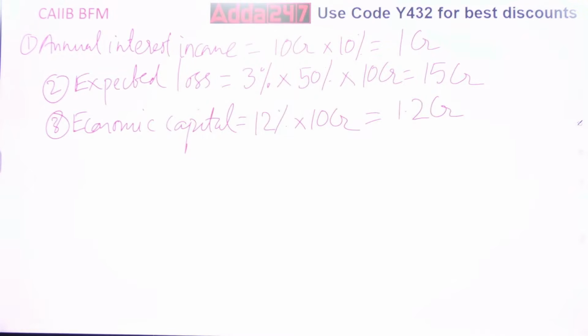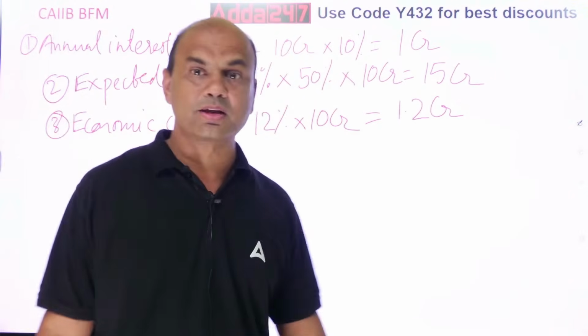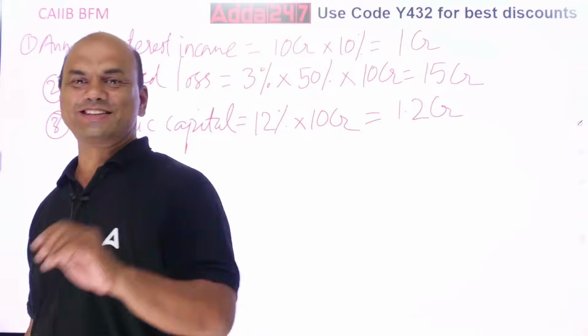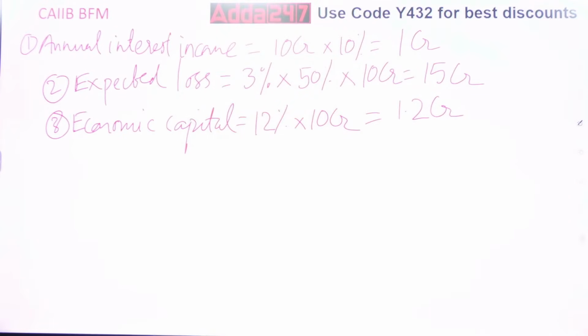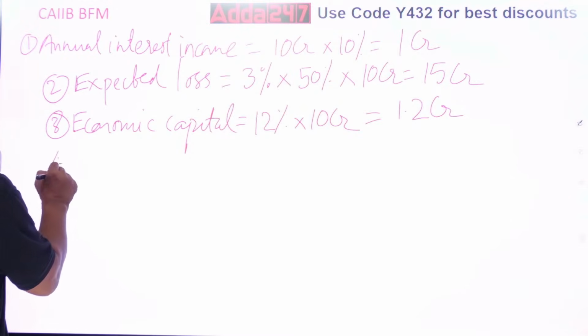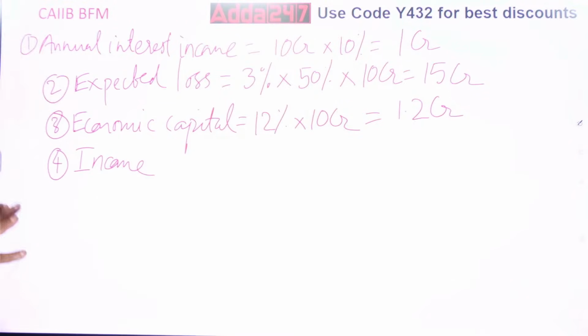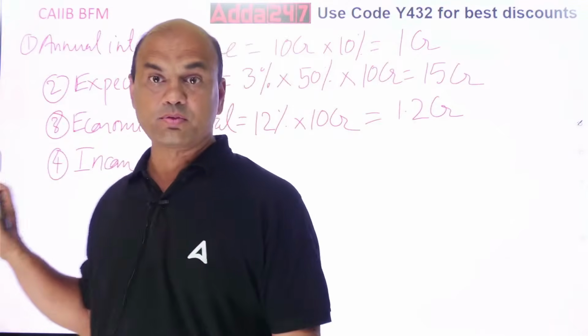Now you will be wondering, what are we doing all this? What is your final aim? RAROC. But where is RAROC? Up till now you have not got any RAROC. Wait. Steps. Economic capital you got. Now income from capital. We have come almost to the last stage. There are only 5 steps, so we are on the 4th step now.